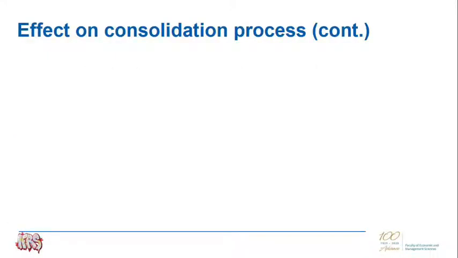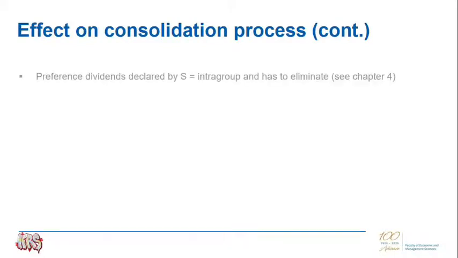Still talking about the effect that the preference shares of the subsidiary will have on the consolidation process. If you have more equity participants, more shareholders, there's more dividends to be declared. The preference dividend that will now have to be declared to the preference shareholders of S will also be regarded as an intra-group dividend, and it also has to eliminate.